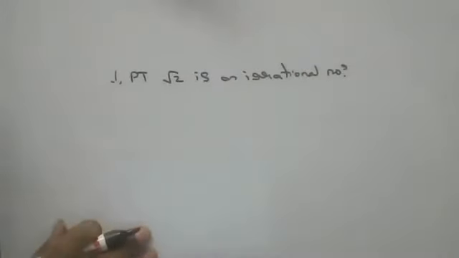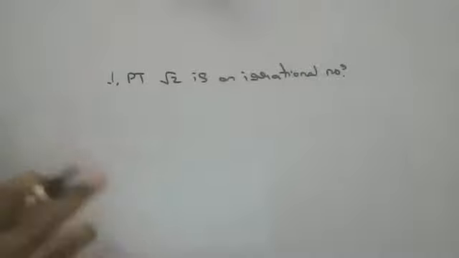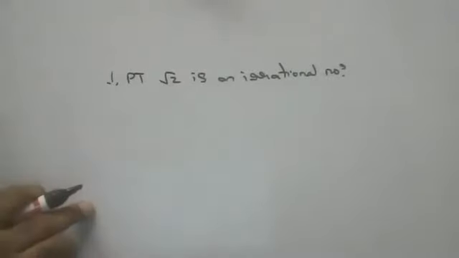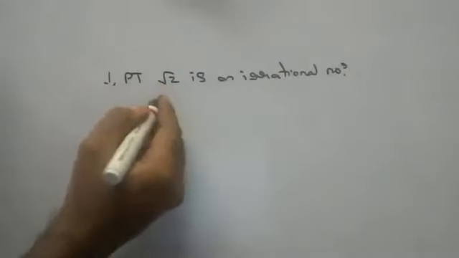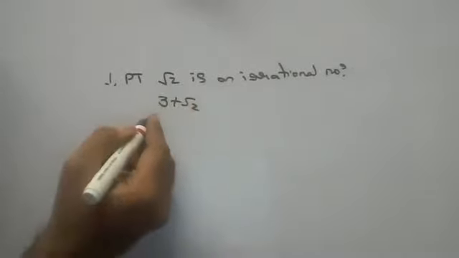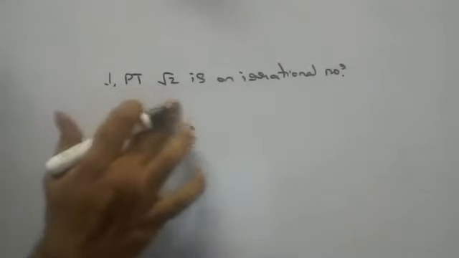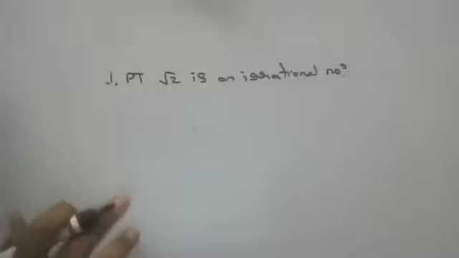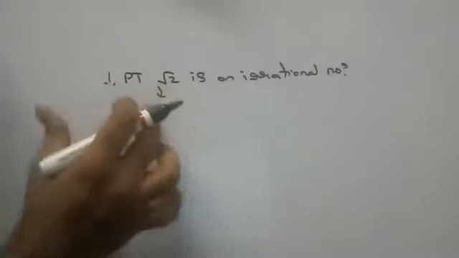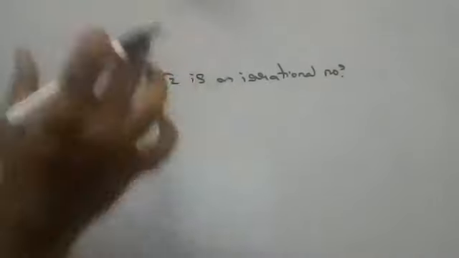So children, in 10th class board exam, compulsory this question will come for 3 marks every year. Either this or sometimes something like 3 plus root 2 or 3 root 2 plus 4. But compulsory one question based on this will come. There is a procedure, a protocol. We have to follow that protocol. Compulsory, all steps you have to write.